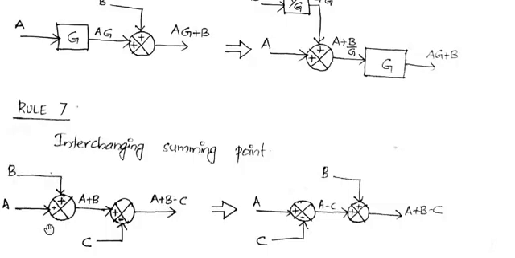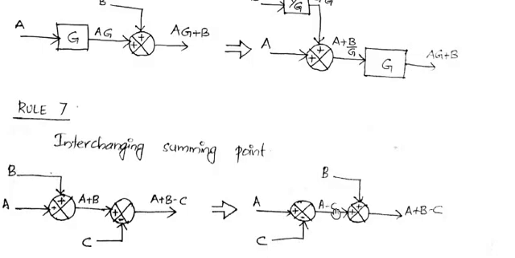Okay, so when you interchange the summing points also, the basic inputs will be A, B and C, and the final output should be A plus B minus C. So I am shifting this summing point to this point and moving the first one to the position of the second, just interchanging the two summing points. So after interchanging, the first one will be having the inputs A and C. C is minus, right? So this first one will produce an output A minus C.